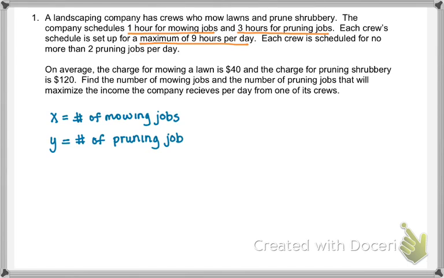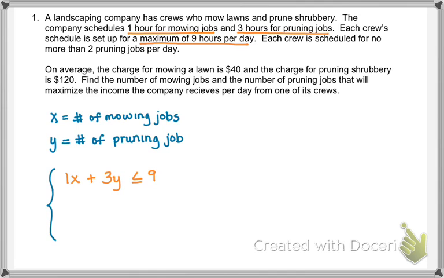So my first constraint is going to be about hours. My first limitation is about hours. So 1 hour, I'm going to spend 1 hour for every mowing job times however many of those we do, plus the time we spent for prunings would be 3 hours for one job times however many of those we do, has to be a maximum of 9 hours. So it could be less than 9 hours or exactly equal to 9 hours, but not more. So that's my first constraint.